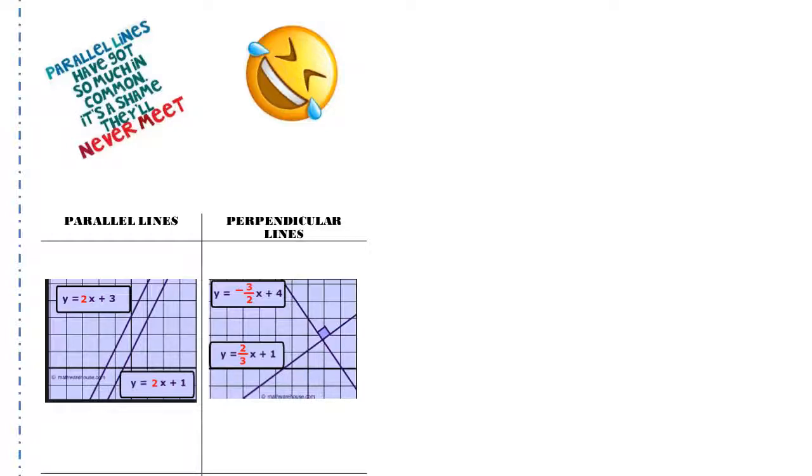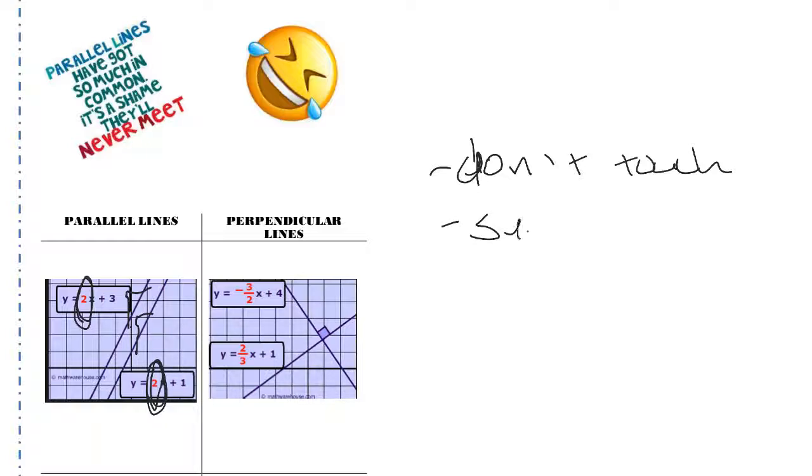I'm going to write it over here to the right just so there's room, but you could write it right underneath parallel lines. They don't touch. Now the other thing to notice about parallel lines, if I look at the equations of these lines and I look at the slopes, they have the same slope. They're both up 2 over 1. So parallel lines have the same slope.